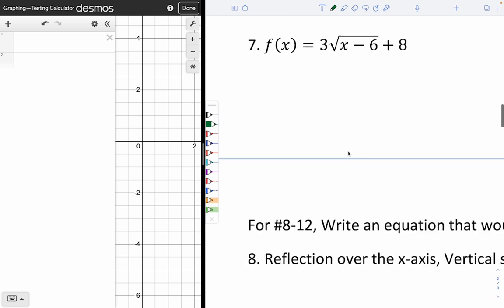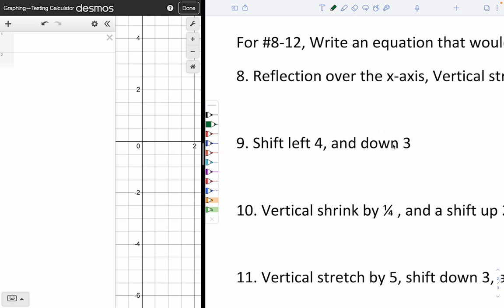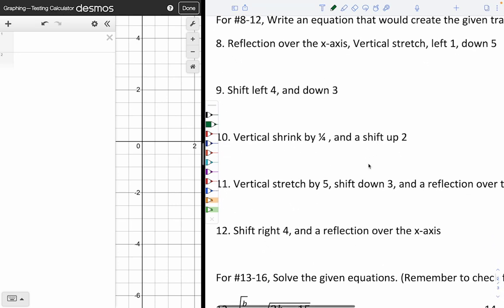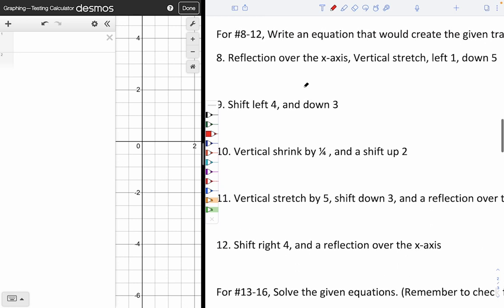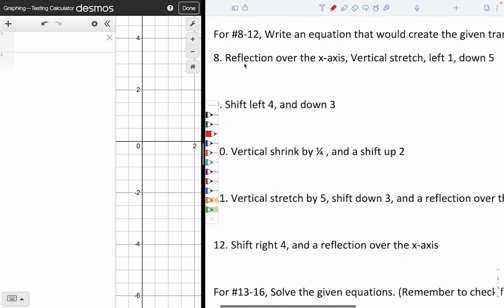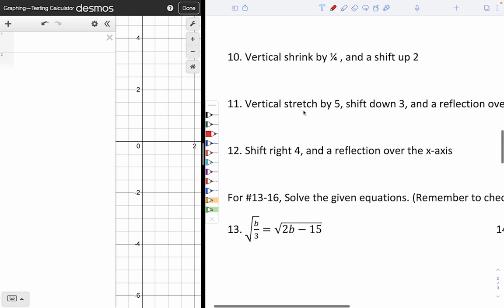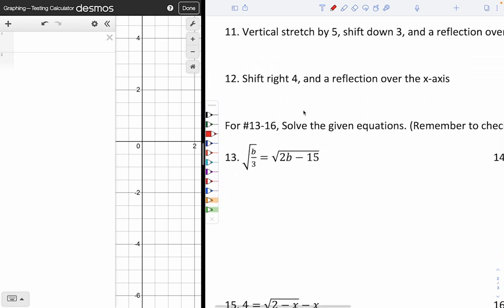All right, let's go to the next little section. The next section is the reverse. I'm going to give you transformations, and you're going to give me an equation. So let's go to number 8. Actually, let's do number 11. I like number 11 better.